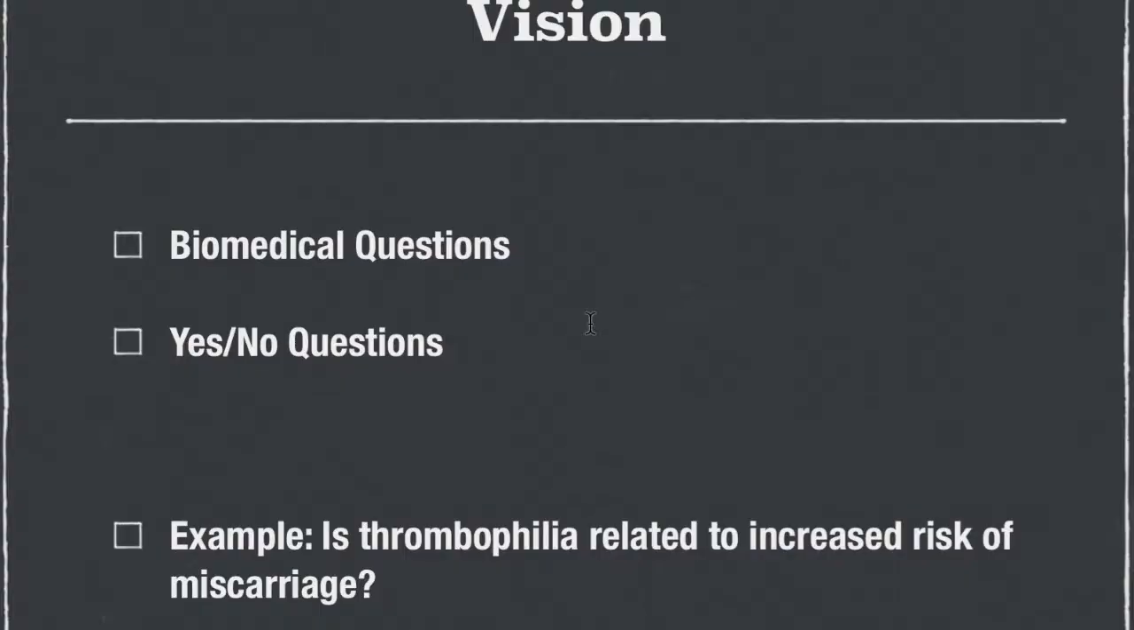So, what is the BioASQ system? You can easily tell from the name. This is a question answering system which can automatically answer biomedical questions. There are many types of questions that can be asked, but due to limited time and effort, we only focus on yes or no questions. You can see here an example question: is biophilia related to increased risk of miscarriage? The system will either give an affirmative or a negative answer after referring to a set of relevant documents.